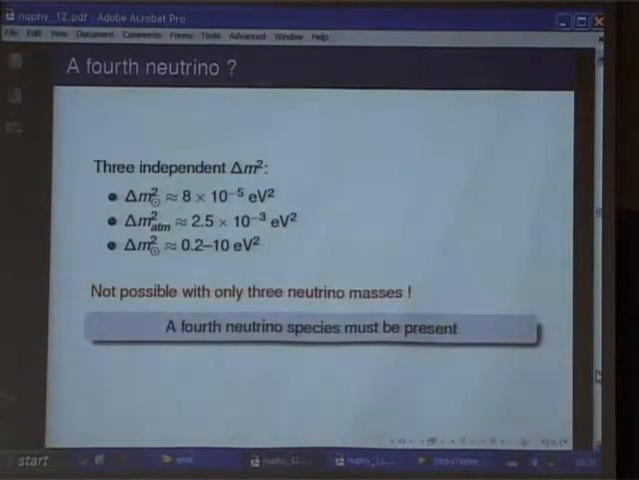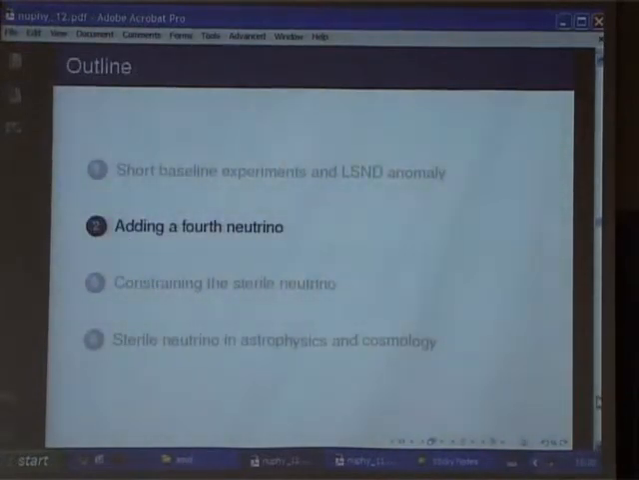However, one thing was sure: just because of these delta m squares, you cannot have only 3 neutrinos. So therefore, you have to have 4 neutrinos. This is not compulsory, but if you want to explain all these 3, you need 4 neutrinos. With 4, in principle, this is possible as far as delta m square is concerned. If you have one solar delta m square, one atmospheric, and one LSND, that's okay. So now we have to add a 4th neutrino and see what we get out of it.